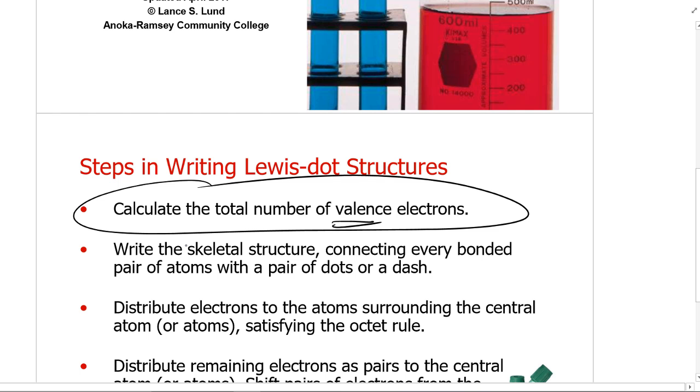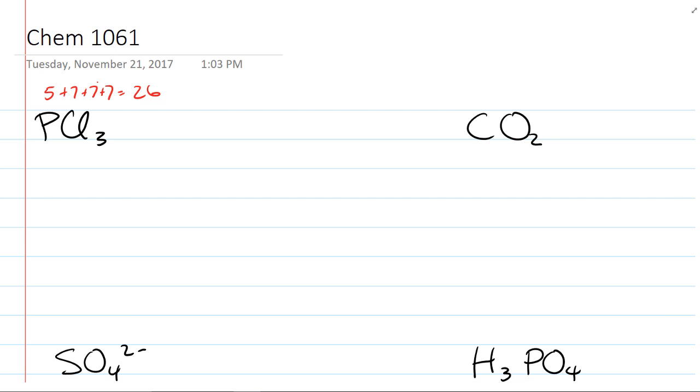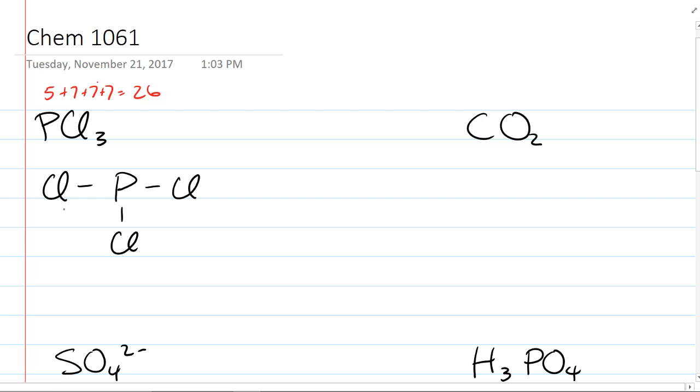So in this case, in PCl3, if we want to write the skeletal structure, which element is going to go in the middle? P will go in the middle. And then we'd surround the P with Cl. And so it looks something like this. Once we place these around, we then ask ourselves, how many valence electrons have we already used up? We've used up 6 because remember each line stands for 2. So we have 26 minus 6, which is going to leave us 20.